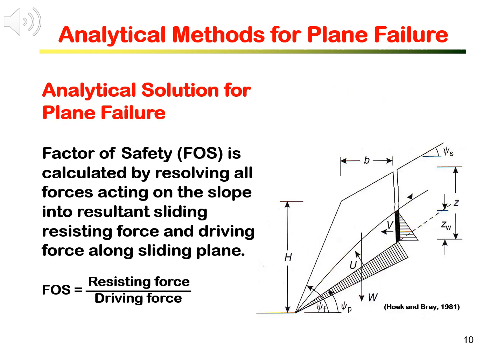As illustrated by the diagram on the right, analytical equations for plane failure analysis are formulated by the equilibrium of all the forces acting on the sliding block, including body weight, water pressure, and the shear resistance. Factor of safety is calculated by resolving all forces acting on the slope into resultant sliding resistant force and the sliding driving force along the sliding plane. The slope is stable if the factor of safety is greater than 1.